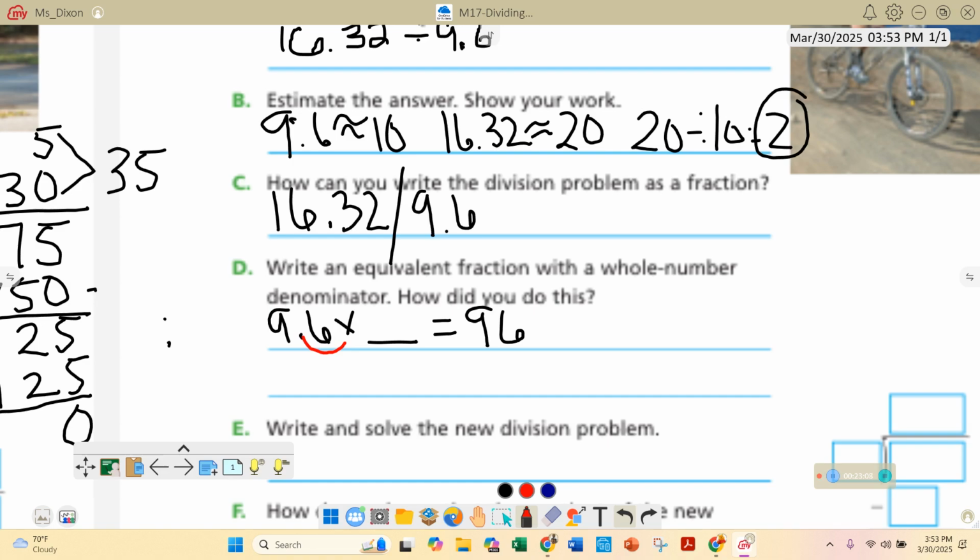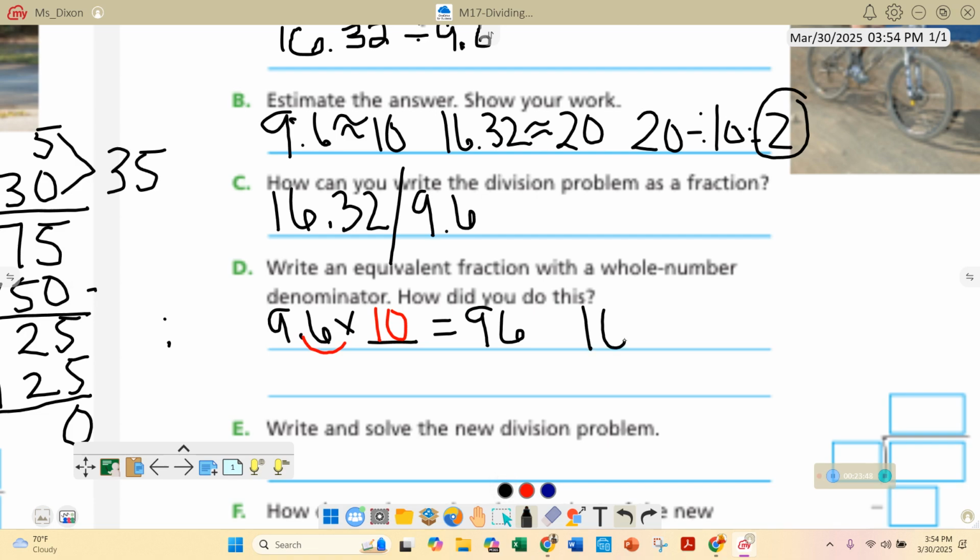Well, if we only need to move 1 place, then that would be 10, right? 1 0, 1 place, whole number, so we multiply by 10. What's the rule when we're dealing with fractions and making equivalent fractions? That's right. Whatever you do to the denominator, you must also do to the numerator. So what are we going to multiply that numerator by? That's right. We're going to multiply our numerator also times 10.